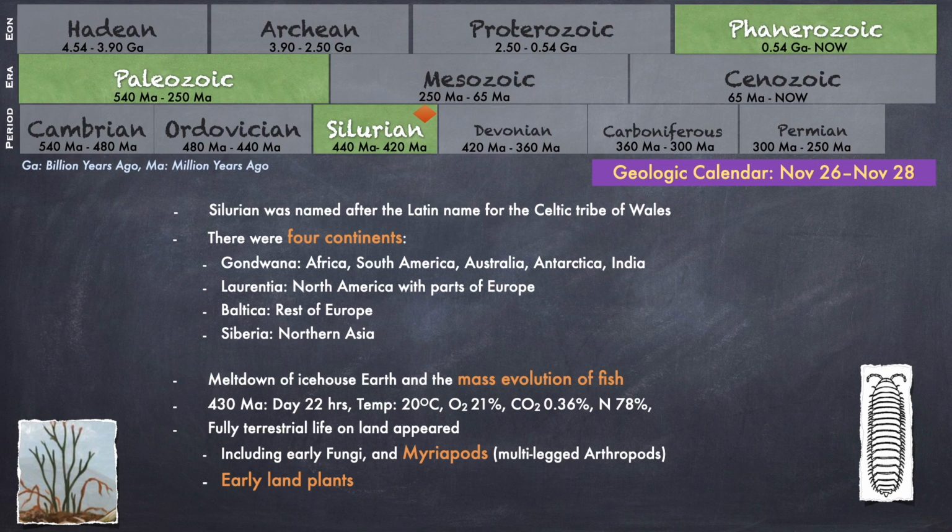430 million years ago, a day consisted of 22 hours. The temperature was 20 degrees Celsius and oxygen reached the modern day levels of 21%. And this was the time when fully terrestrial life on land appeared. It included fungi and myriapods. Some early land plants could also be seen on the land areas.